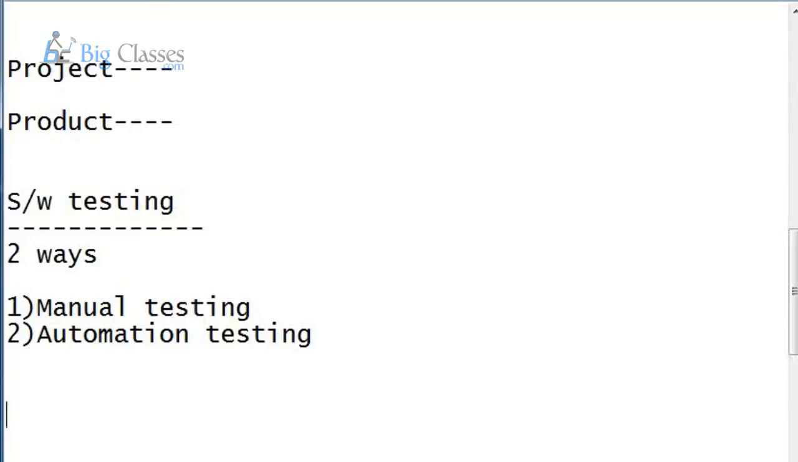Yes, sir. When there are repeated tasks to be performed, such as regression testing, after a change has been done, we have to repeat the same test. So in such cases, we can do automation testing. Sir, okay, I'll explain the basics.